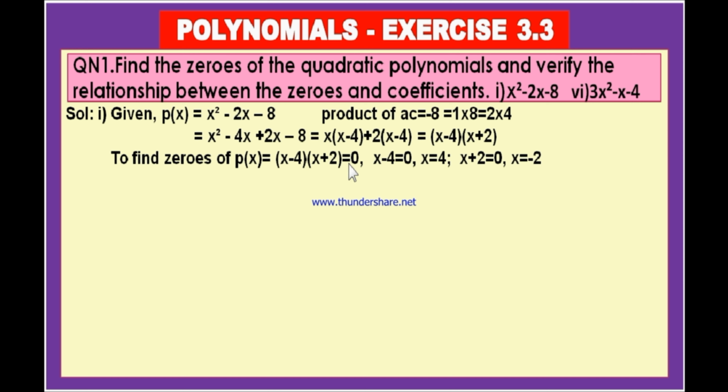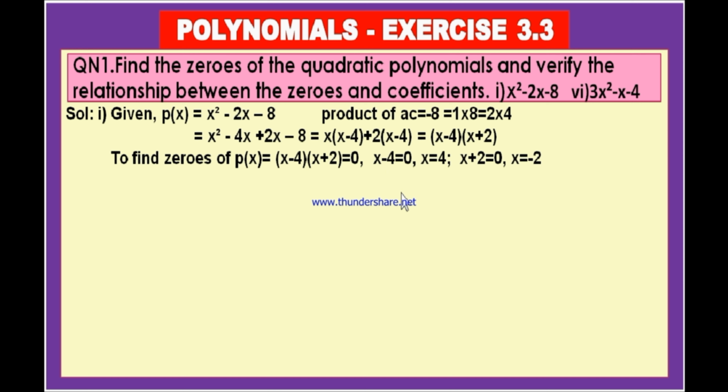If the product of two numbers is equal to 0, either the first number may be 0 or the second number may be 0. If the first is 0, that is if x minus 4 is 0, then x is equal to plus 4, other side plus 4. And if x plus 2 is equal to 0, then x is equal to minus 2, other side minus 2.